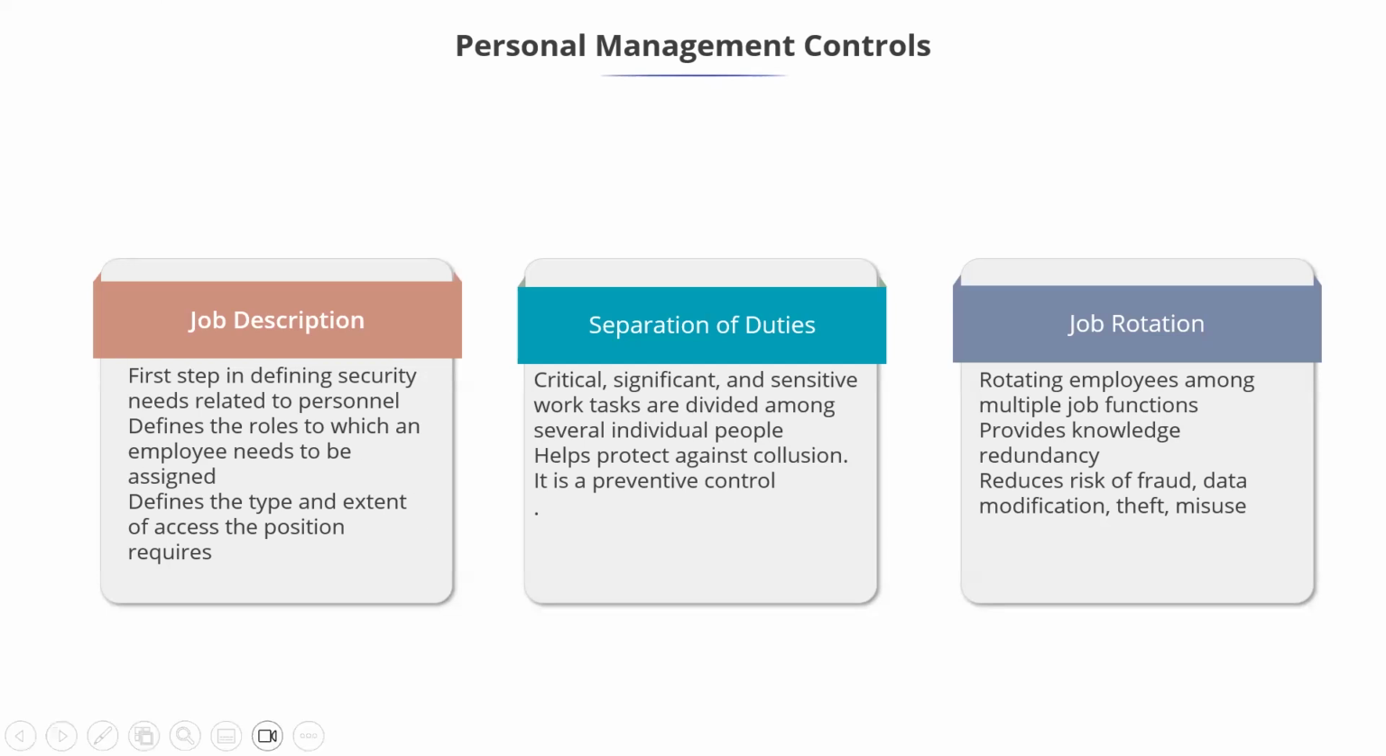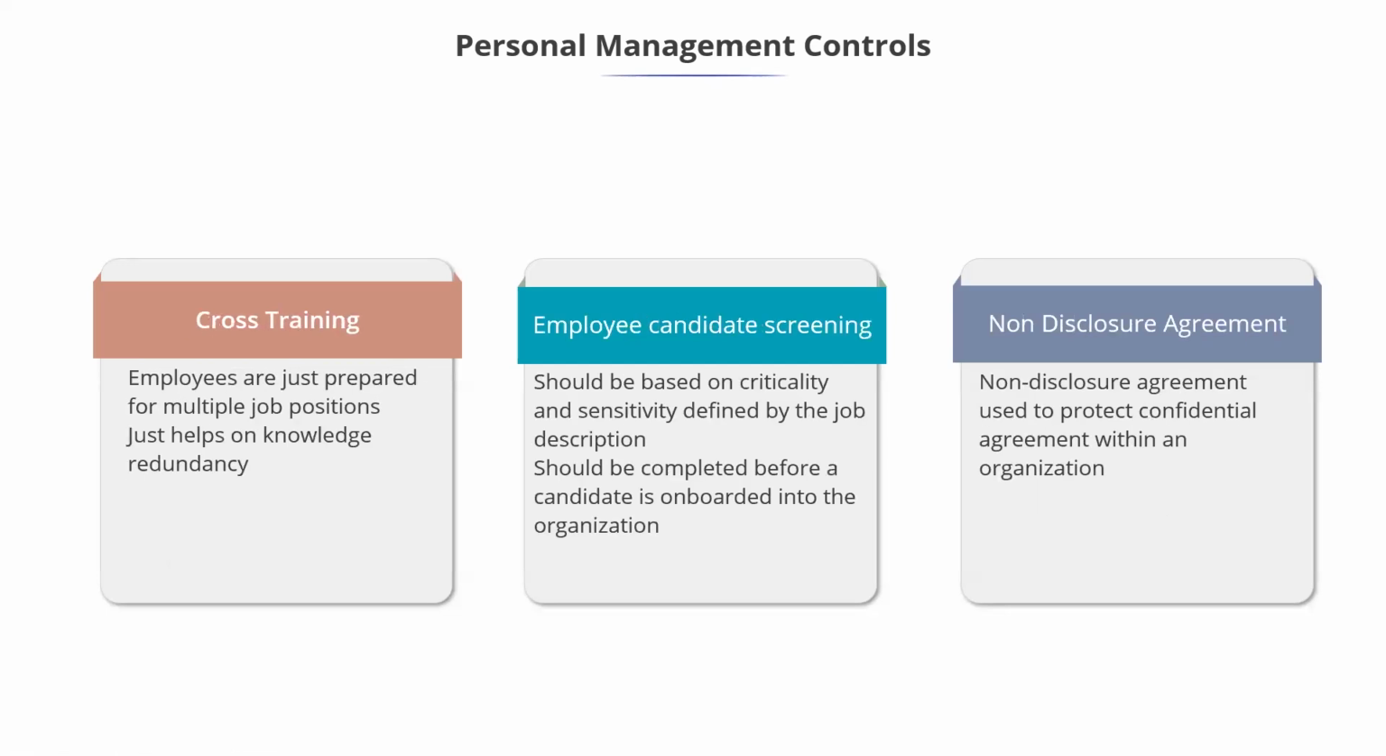Cross training: employees are prepared for multiple job positions, which helps with knowledge redundancy. Then background verification. When you join an organization, background verification is done for all employees. This has now become mandatory and a common practice, to check criminal background, police verification, court records, and other things.